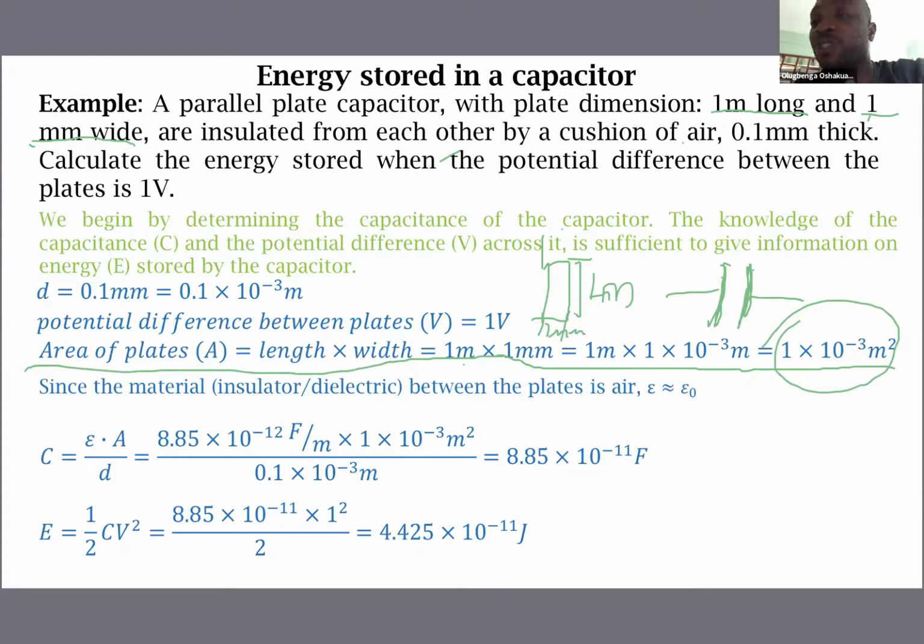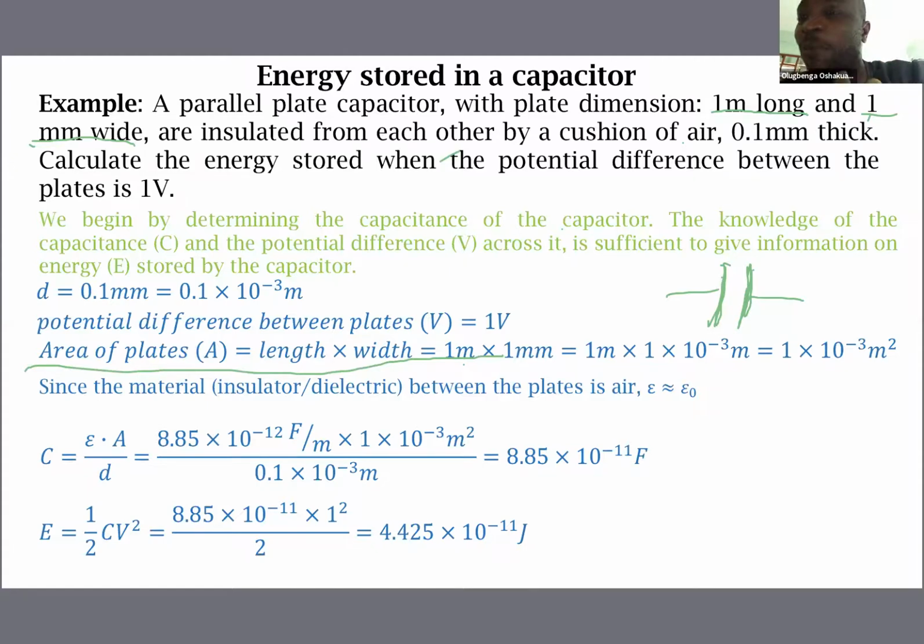But the distance of separation, we'll be looking at it from the side. When we are looking from the side, the distance of separation is the thickness of the air that we've been given, which is 0.1 millimeter. So that means the 2 plates are very close, 0.1 millimeter apart. The distance between these 2 plates is 0.1 millimeter, and we have to also take that to meters. So it's good that they all be in the same units.